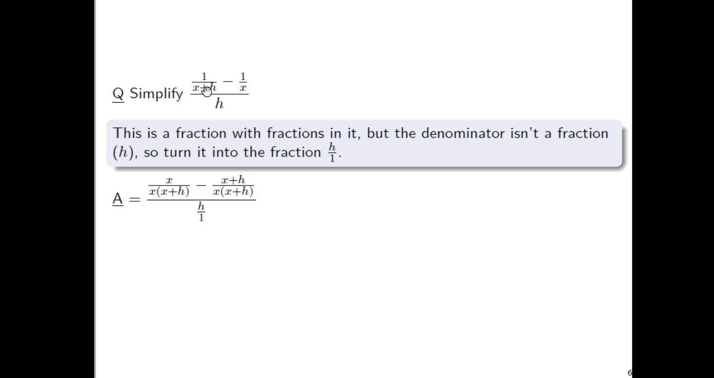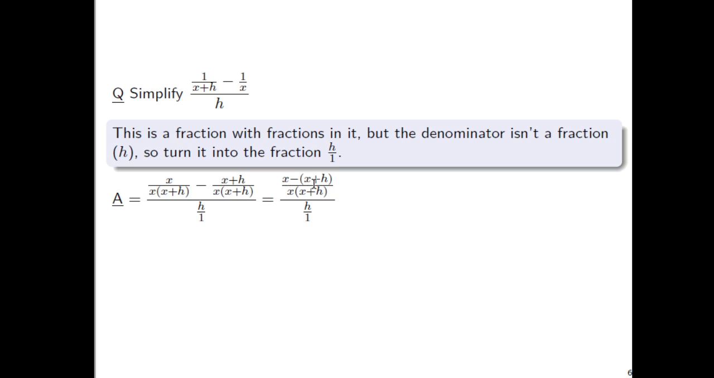In the numerator, there are these two fractions that have denominators x plus h as well as x. To create a common denominator, we have to take the first fraction and multiply the top and bottom by x, and take the second fraction and multiply the top and bottom by x plus h. Nothing changed in the denominator, but in the numerator, now that the two fractions have a common denominator of x times x plus h, we can stick this all in one fraction. So x minus, and then we need parentheses here, x plus h, all over x times x plus h.